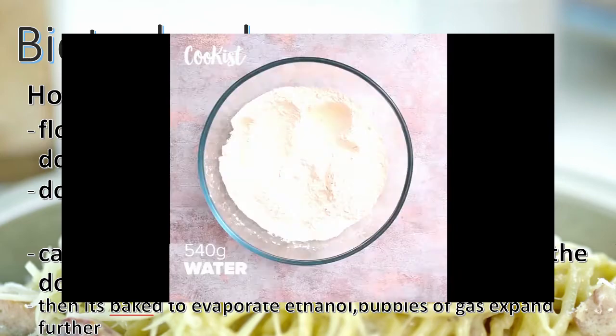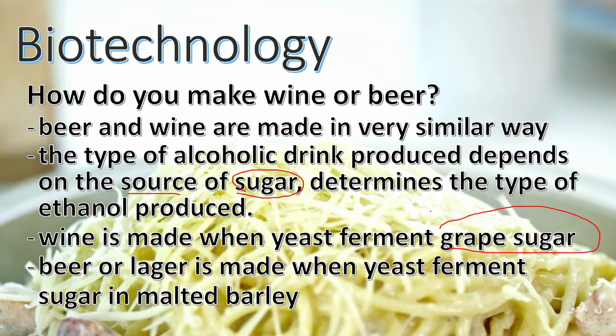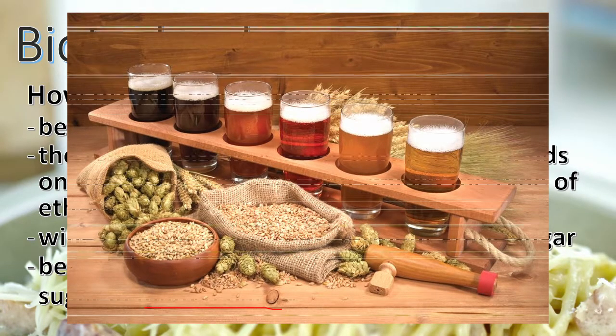Wine is made when yeast ferments grape sugar. Then beer or lager is made when yeast ferments sugar in malted barley. So this is beer, started with the malt. You crush it and mix it with yeast into a particular solution.